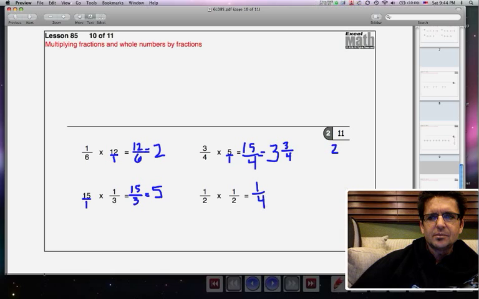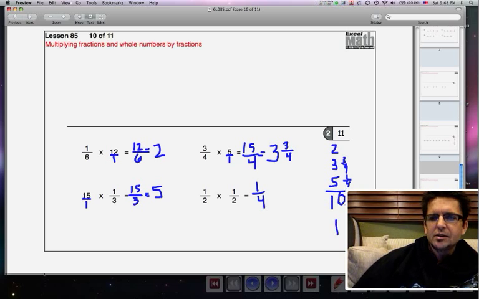And to add these up, you have 2, 3/4, 5, and then 1/4. I'm going to go ahead and stick the 1/4 right next to the 5 there. When I add 3/4 and 1/4, I get 4/4. And 2 and 3 is 5, 5 and 5 is 10. So I have an answer of 10 and 4/4. 4/4 is equal to 1. So this is actually 10 and 1, which makes 11. 10 and 4/4 is the same thing as 11.